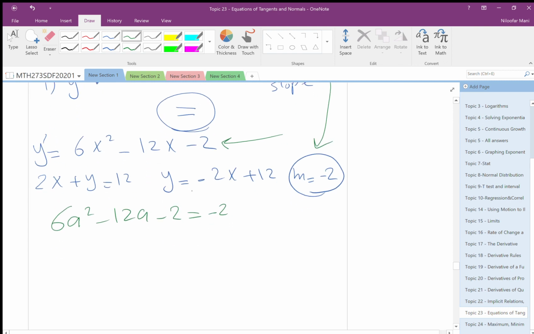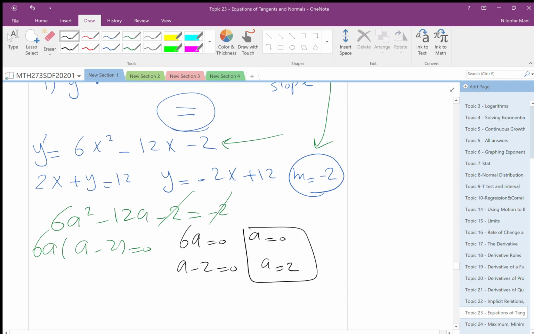Okay, perfect. I can cancel this and this. So I can factor 6a, so I have 6a times a minus 2 equals 0. In mathematics, when I have a multiplication equal to 0, I have to say either 6a is 0 or a minus 2 is 0. So I can write it here: either a is 0 or a is 2. Oh, perfect.